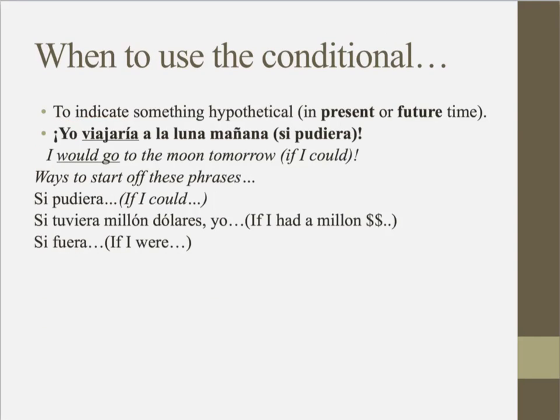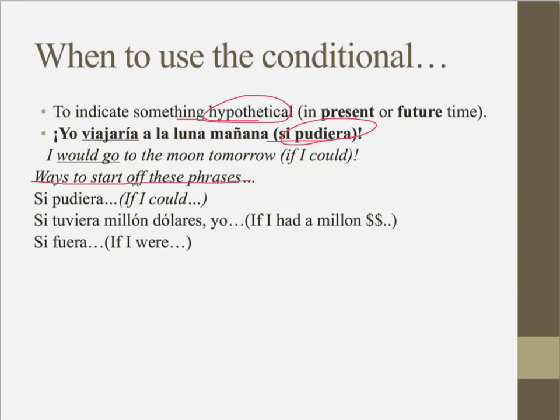We use the conditional when we're talking about something hypothetical, and this is probably one of the more popular uses of the conditional. For example, yo viajaría a la luna mañana si pudiera. So I would go to the moon tomorrow if I could. So it's talking about something that hasn't happened, but notice that it has this si pudiera, this phrase that starts it off.